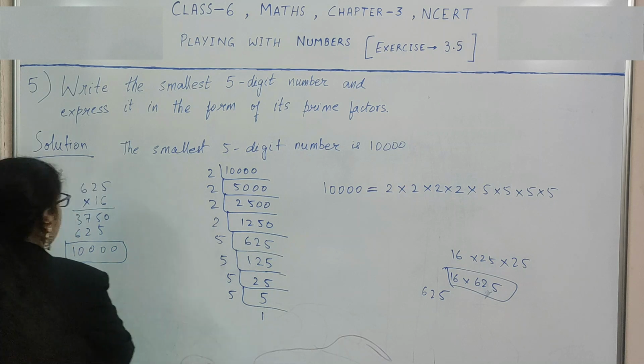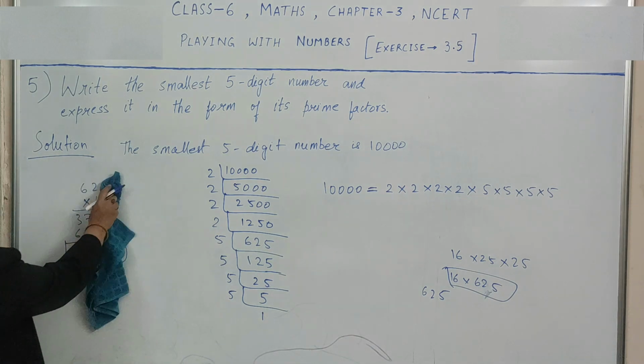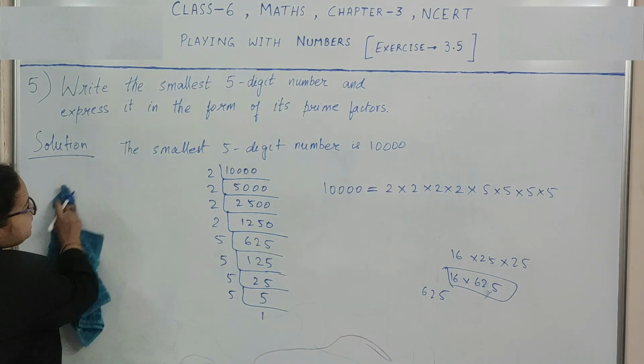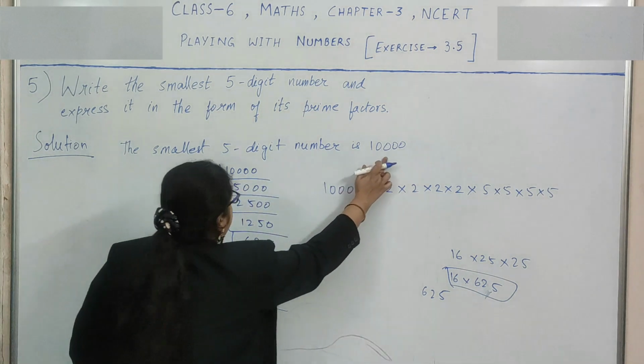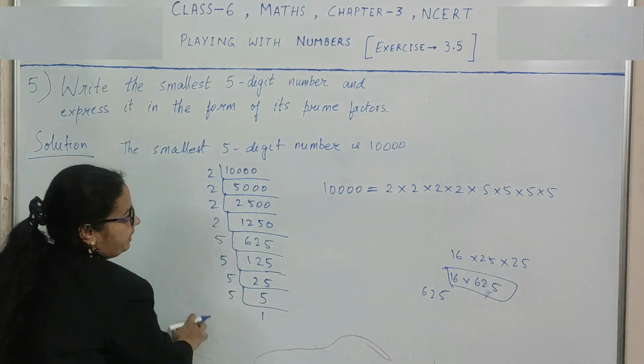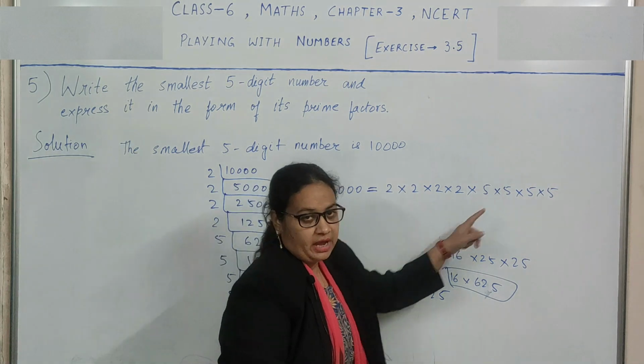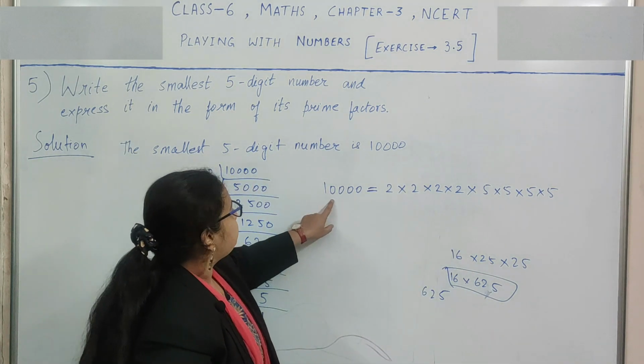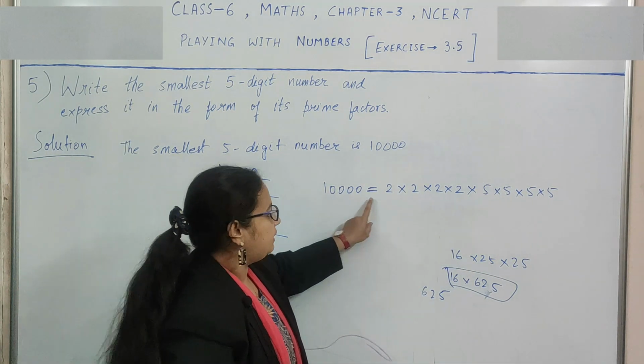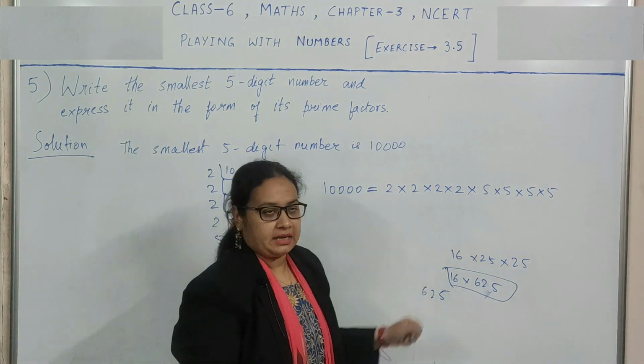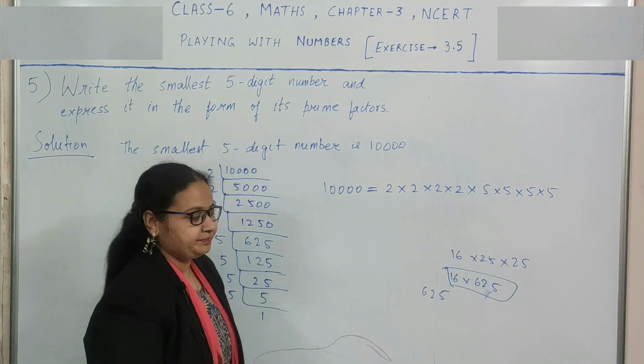Okay, so this way we have written the smallest 5-digit number in the form of its prime factors. What we have done? We have written the smallest 5-digit number in the form of its prime factors like this. Understood?